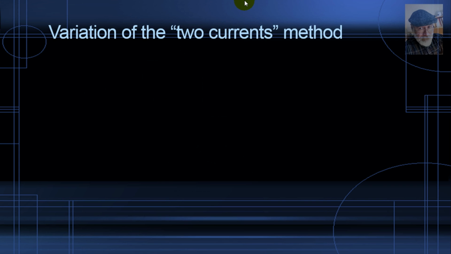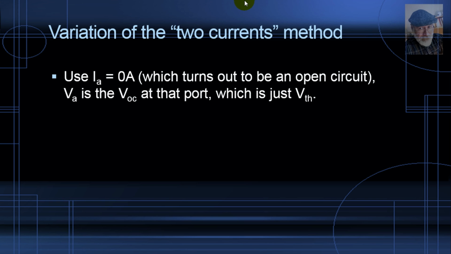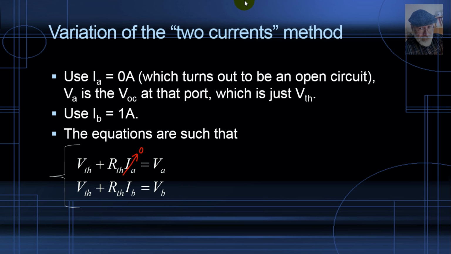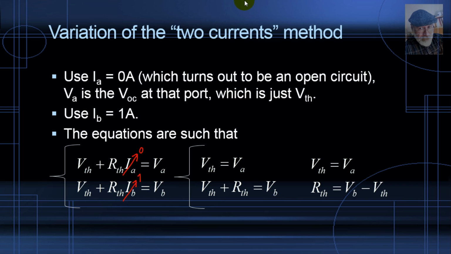A variation of the two currents method is one in which we use IA equals 0, which turns out to be an open circuit test, and VA would be the open circuit voltage, which is just Vthevenin, right? We use IB, then any value. In this case, let me use 1 amp, and the equations turn out to be this one, right? IA is 0 and IB is 1. Observe, easy equations. VA is Vthevenin and Rthevenin is just VB minus VA, that is, minus Vthevenin.